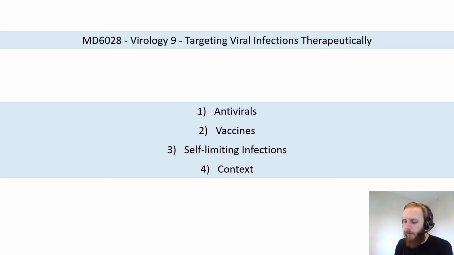So today I want to provide some information on targeting viral infections therapeutically. You may have had some information from other modules on how to target microbial infections therapeutically, and that will have included some information on viral infections. But what I want to do now is focus in on some of the issues that are particularly relevant to viral infections, look at some of the common viral infections that we need to think about from a therapeutic perspective and think of the issues that are dealt with.